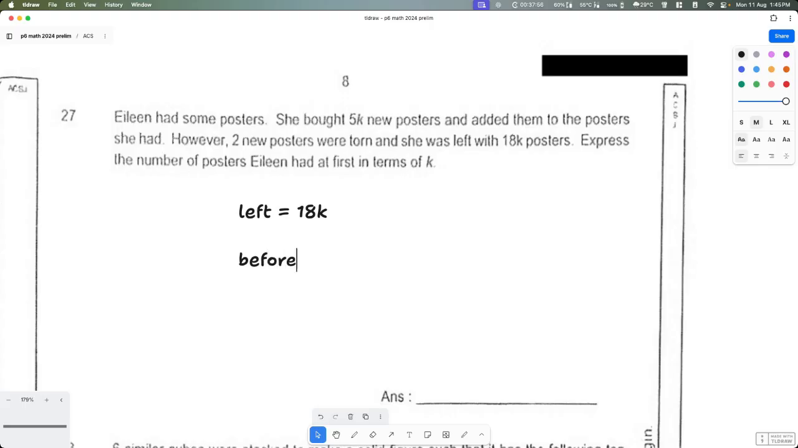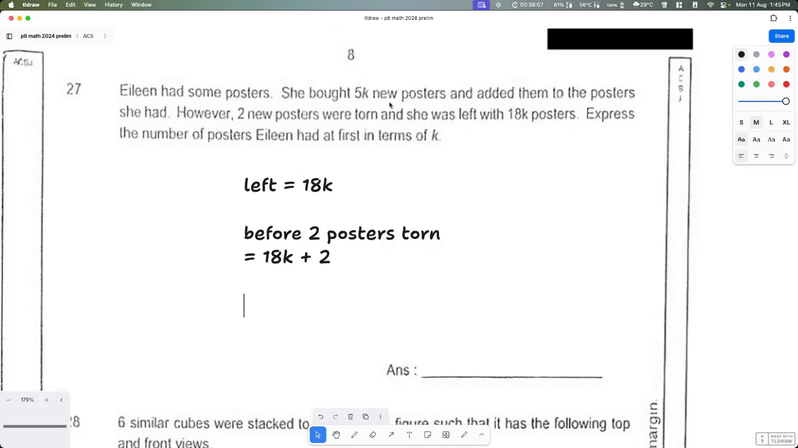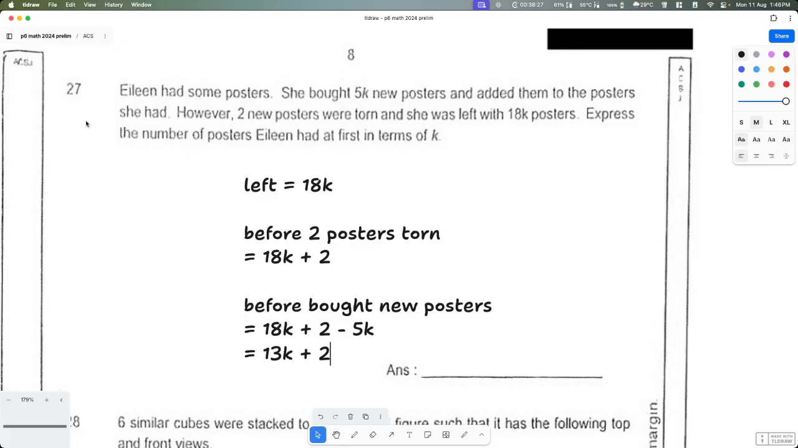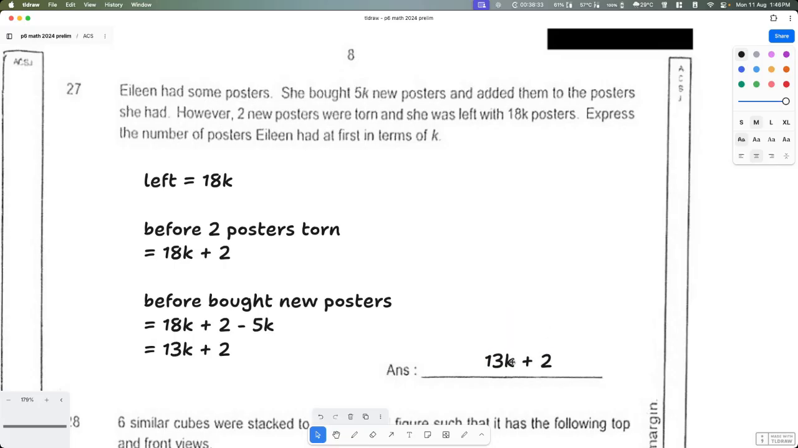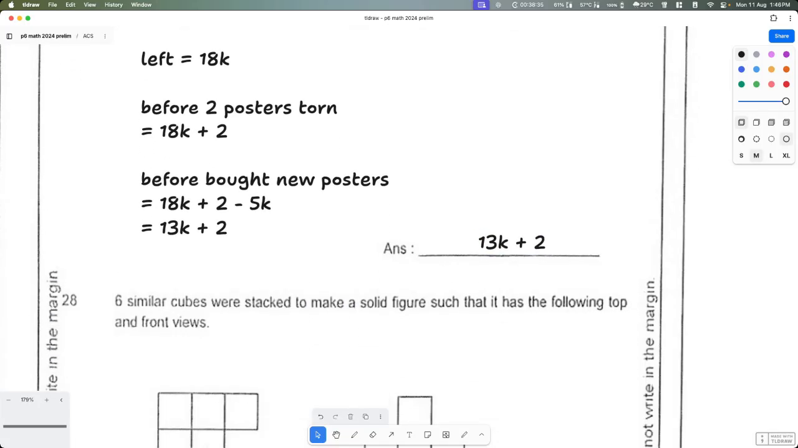But before the two posters were torn, that means it is basically 18k plus 2 posters. Then lastly, she bought 5k new posters. So before she bought new posters, it's basically 18k plus 2 minus 5k. And this will be 13k plus 2. And that's it. So the answer to this question is 13k plus 2. All right, let's move on to the next question.